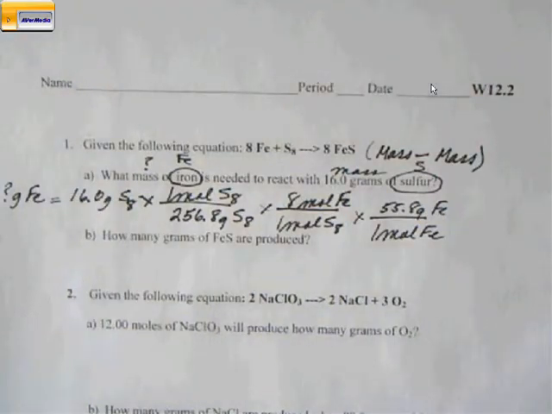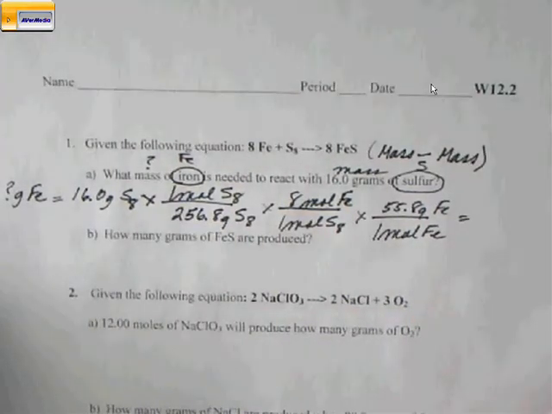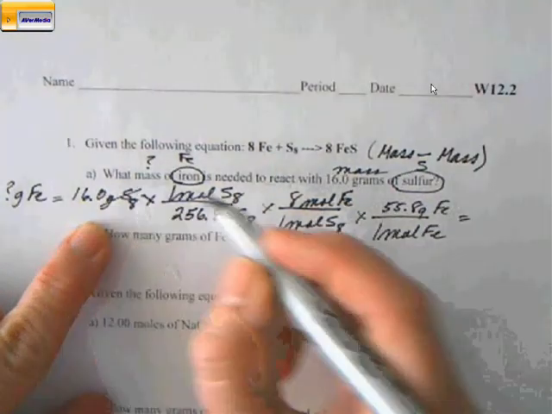Okay, so when you go to see if your problem's set up right, you should be able to cancel every unit except for grams of iron, because that's what you're trying to find. So you see here, grams of sulfur, that's canceled. Moles of sulfur is canceled. And moles of iron is canceled. The only unit you have left is grams of iron. Can you see that? Yeah.